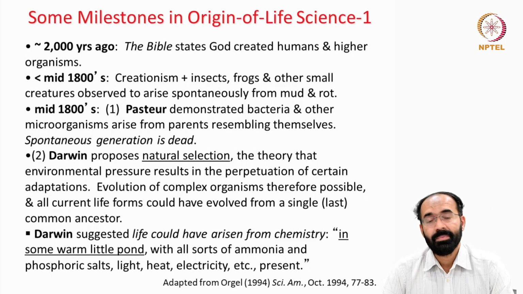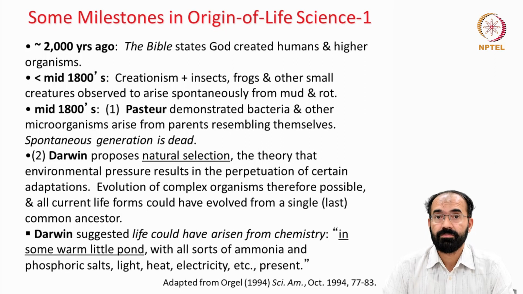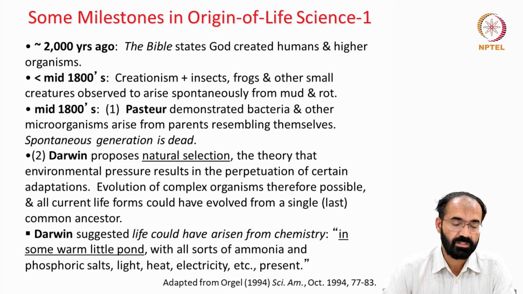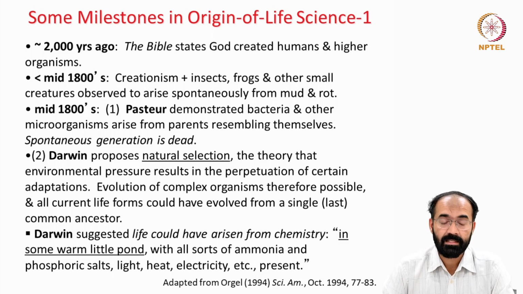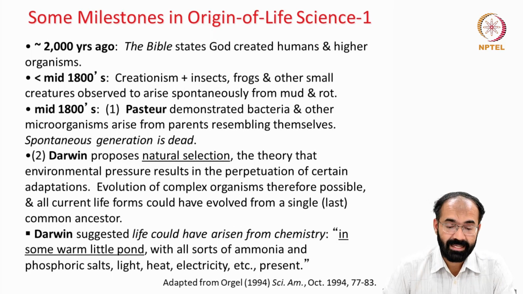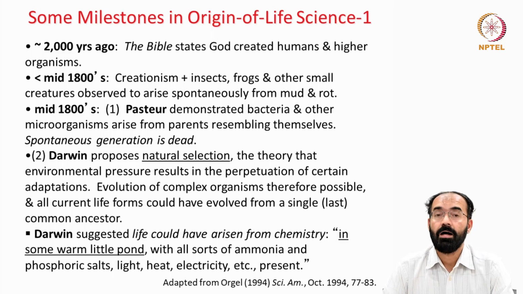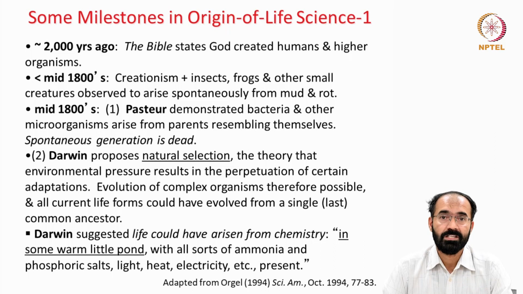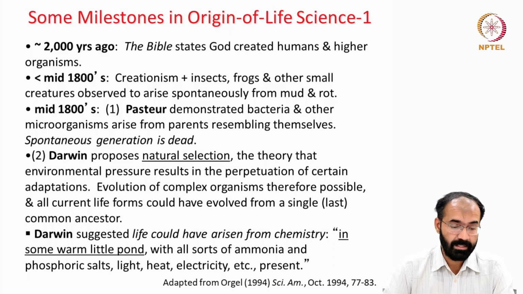So let us see some key milestones of the RNA world hypothesis, that is, the origin of life based on scientific support or scientific evidence. Around 2000 years ago, the Bible stated that God created humans and higher organisms. That was the understanding around 2000 years ago. By around the mid-1800s, the so-called creationism held that insects, frogs and other small creatures were known to arise spontaneously from rotten meat and rotten dirt, etc. And people started believing living organisms can spontaneously come from dirt.